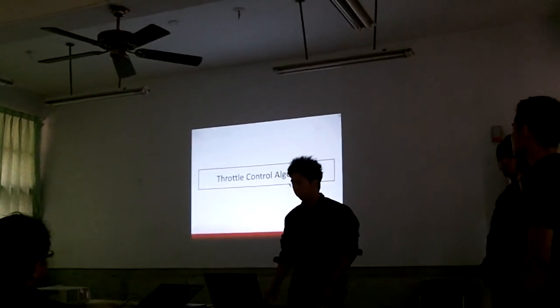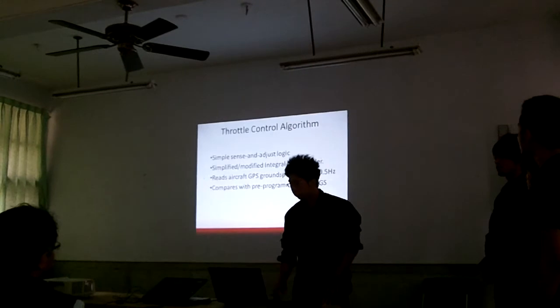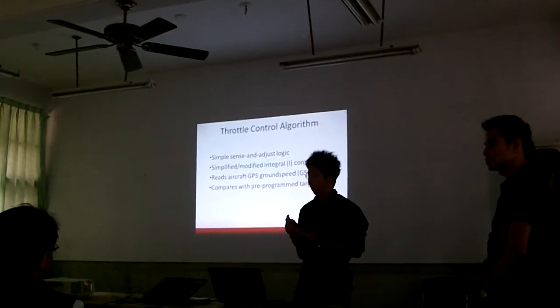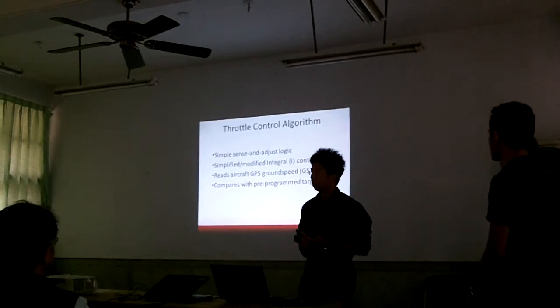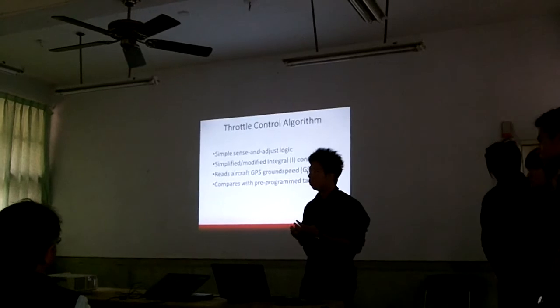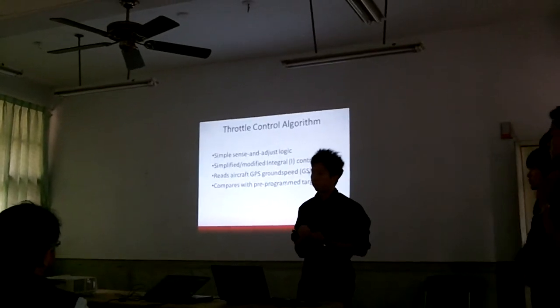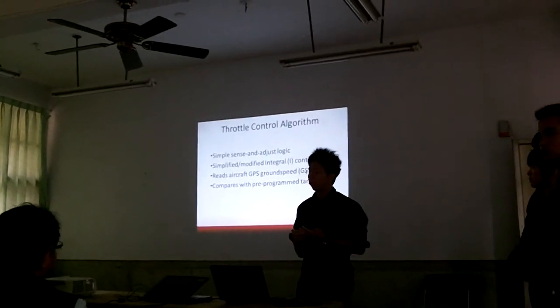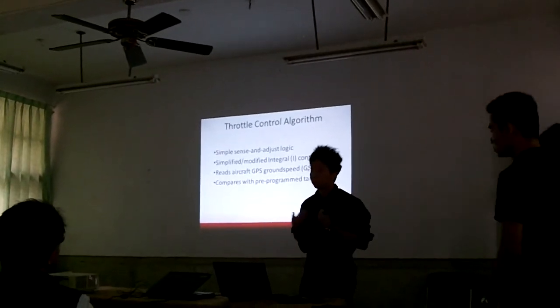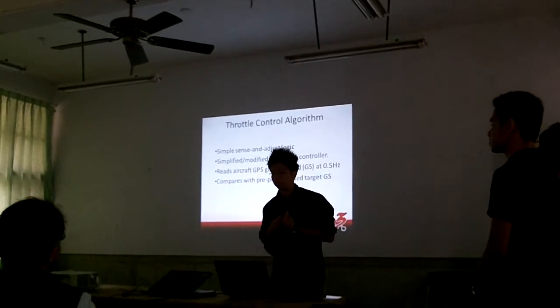So firstly, the throttle control algorithm. Now, we are aware that we have a 40 minutes time limit. The aircraft has to come back within 40 minutes. And prior to entering this competition, we do not really know how far we have to fly. So actually, we would like the aircraft to come back as fast as possible. We would like the aircraft to fly at our stipulated ground speed as far as possible.